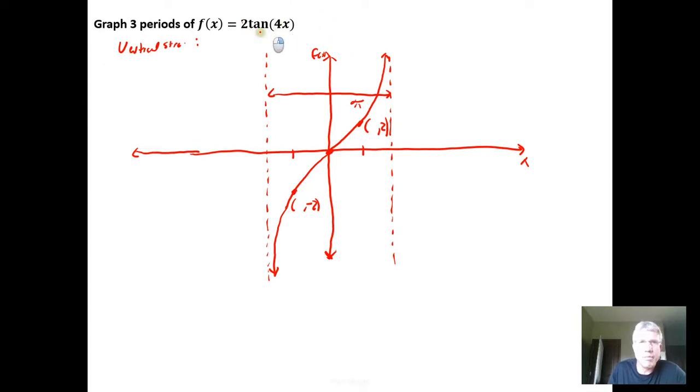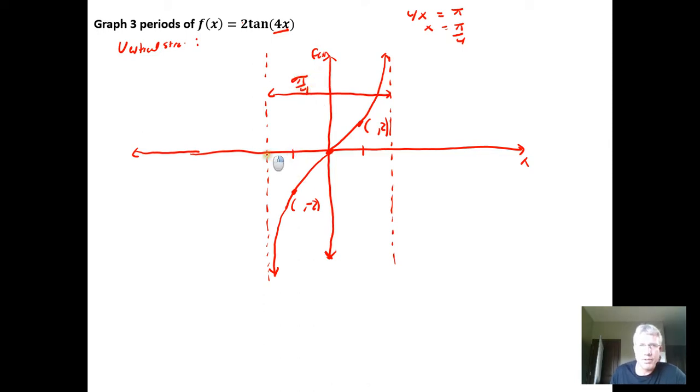And then we just need to think about how this 4 is changing the period of the graph. Usually the period is pi radians. It's not going to be pi radians anymore. So we ask the question, when does 4x equal pi? Well, that happens when, we'll divide both sides by 4, x equals pi over 4, which tells us that the distance between vertical asymptotes is pi over 4 units.